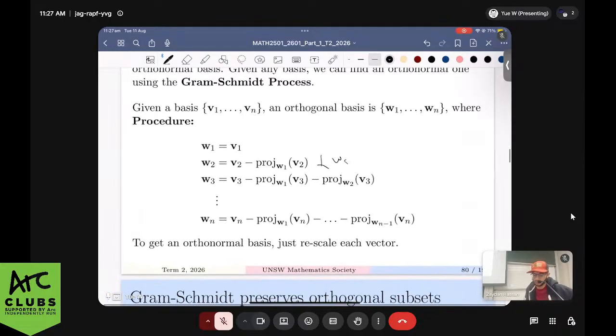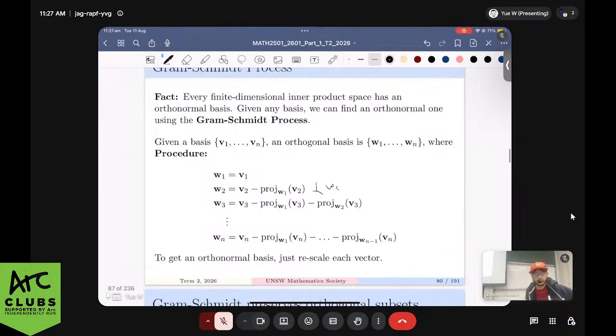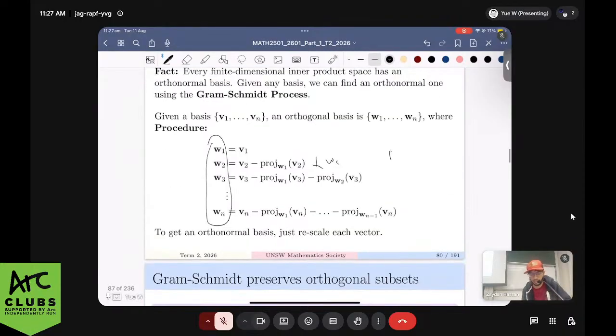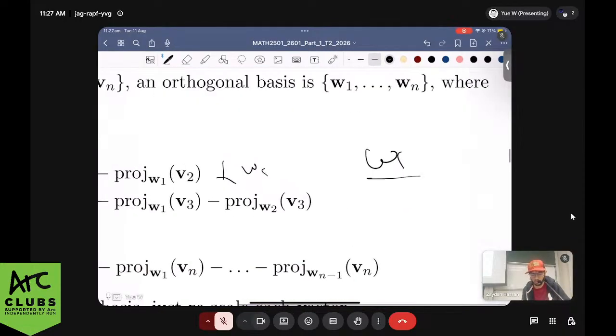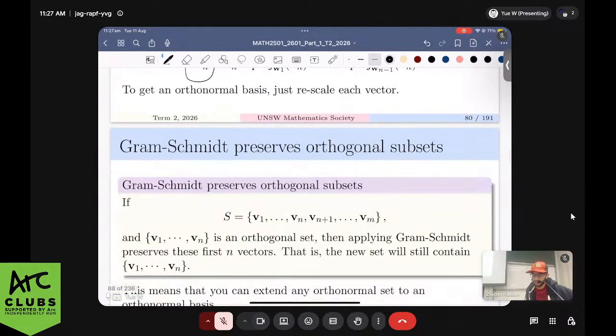And you repeat this. You might as well write this down on the cheat sheet if you forget. But this will give you all of these to be orthogonal. And to make them orthonormal, you just rescale them by their magnitude. So you do w1 over the norm of w1, and that will give you an orthonormal basis.